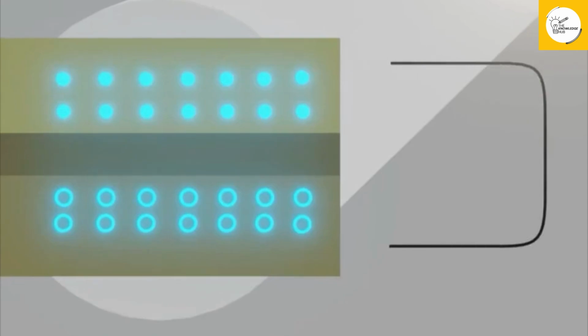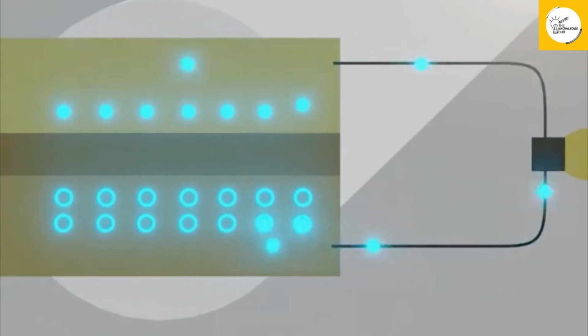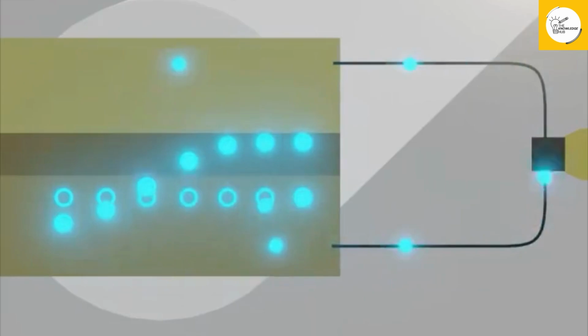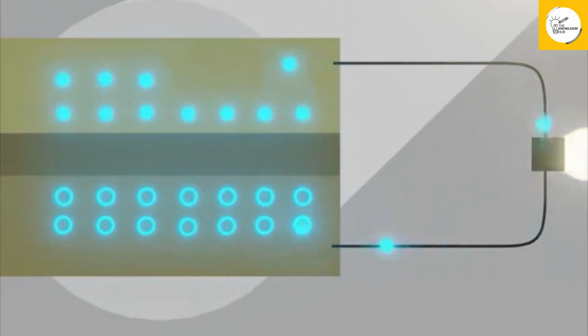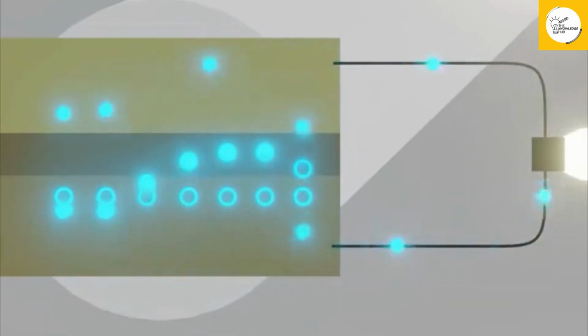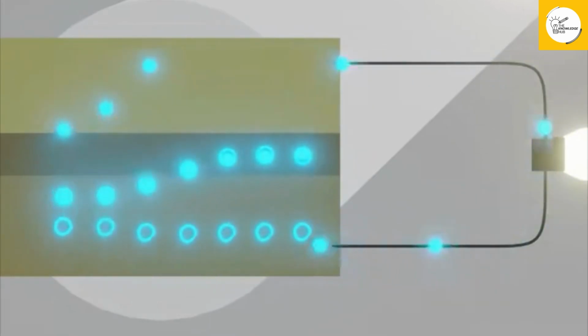When a conductor connects the top and bottom regions, the electrons are attracted to fill the electron holes in the lower region. After filling the electron holes in the lower region, the electrons move back to the depletion region. As long as light continues to shine on the solar cell, this process repeats continuously.